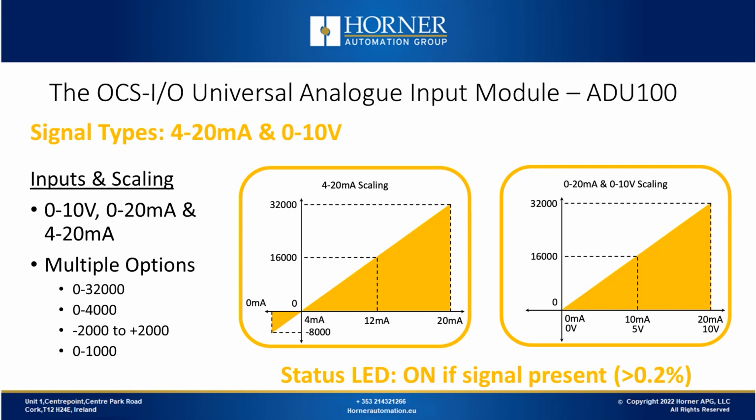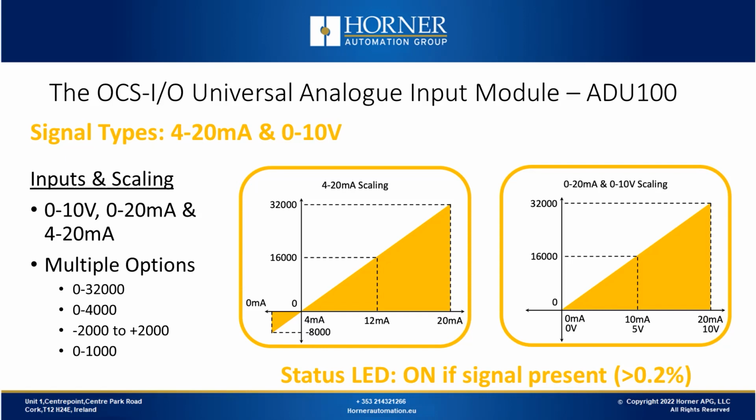On the left, we can see how 4 to 20 milliamp readings come back. You'll notice that 0 counts represents a reading of 4 milliamps and 32,000 counts represents 20 milliamps. However, you can still detect values below 4 milliamps. They're just negative all the way down to minus 8,000 counts, which represents 0 milliamps.